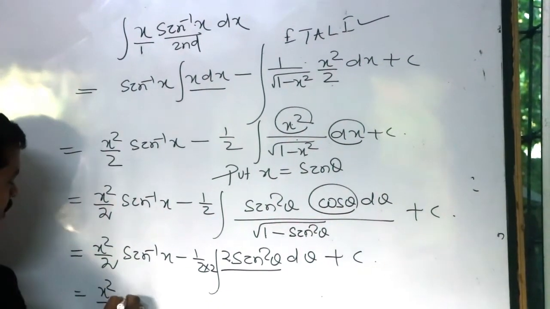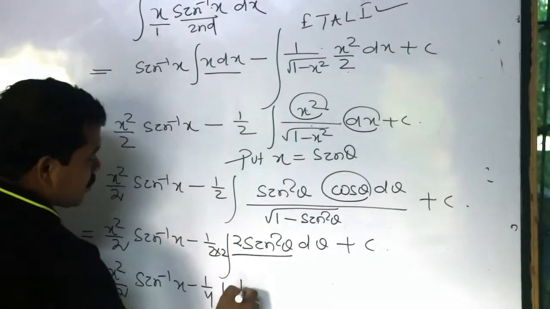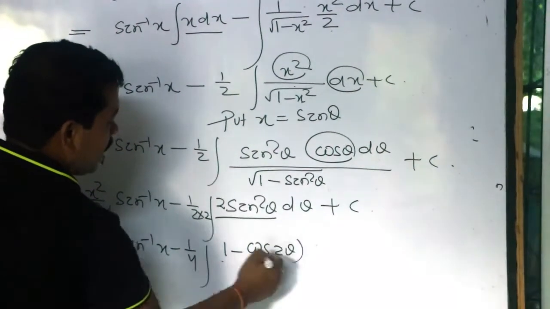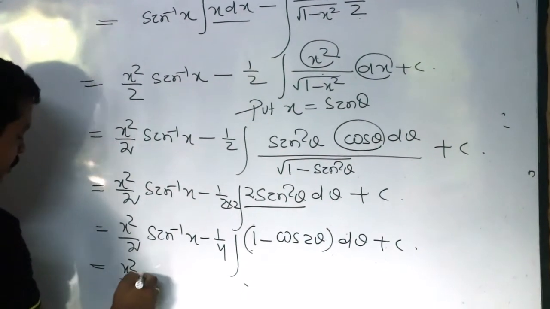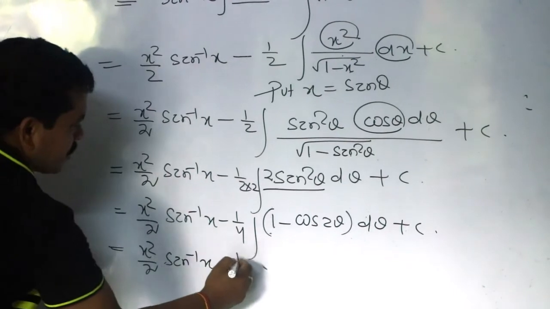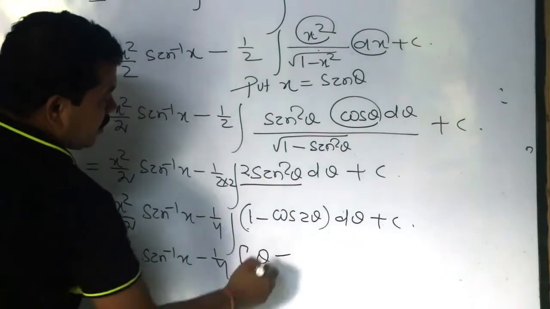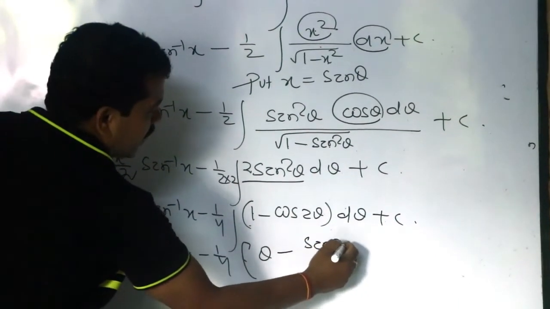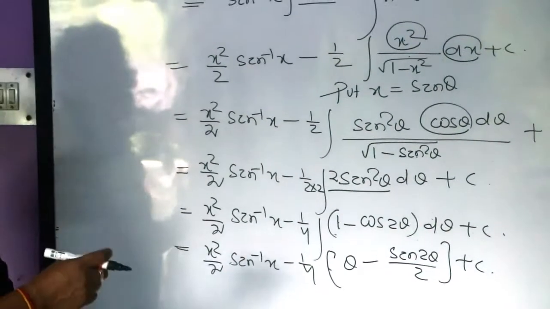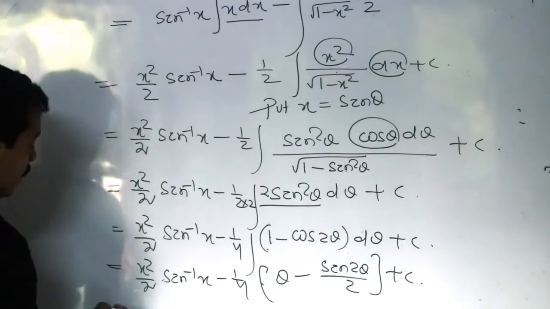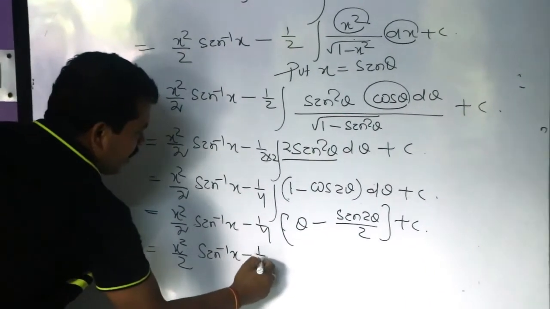x square by 2 sin inverse x minus 1 by 4. Instead of 2 sin square theta, we write 1 minus cos 2 theta d theta plus c. That is equal to x square by 2 sin inverse x minus 1 by 4. Integration of 1 is theta minus integration of cos 2 theta, which equals sin 2 theta by 2 plus c. Then we have to convert this theta and sin 2 theta to the algebraic function, which will be x square by 2 sin inverse x minus 1 by 4.